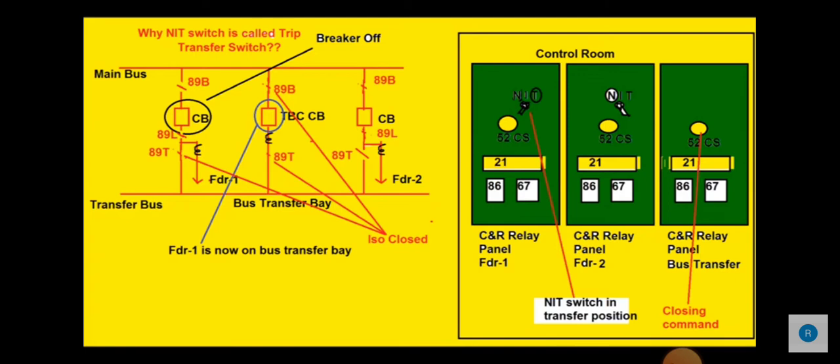Since the trip of the protection panel of feeder 1 is transferred to the breaker of the transfer bay, that is why it is called the trip transfer switch. It should always be taken to the transfer position, otherwise if it remains in inter position and any fault occurs, the breaker of its own CB and also the breaker of the TBC CB will be tripped simultaneously.